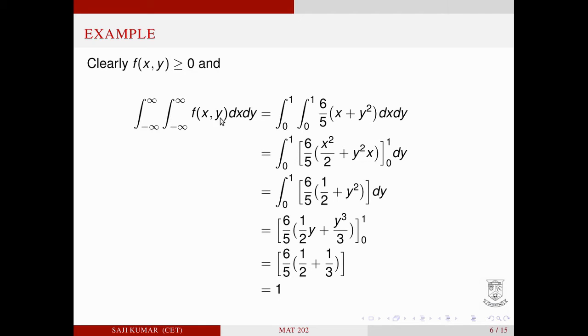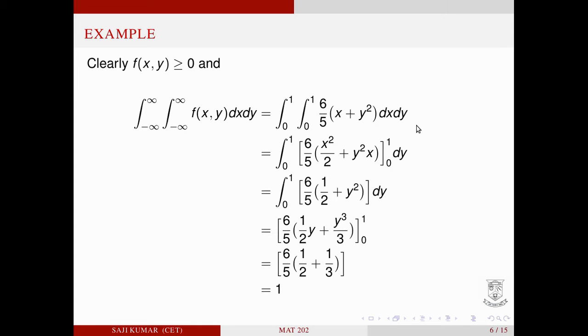And if you are integrating the function f of x,y over the whole xy plane, we get the double integral, integral from minus infinity to infinity, minus infinity to infinity, f of x,y dx dy. Here we see that the function has its domain in the square region 0 to 1, 0 to 1. So the x coordinate varies from 0 to 1 and the y coordinate varies from 0 to 1: 6 by 5 into (x plus y square) dx dy.